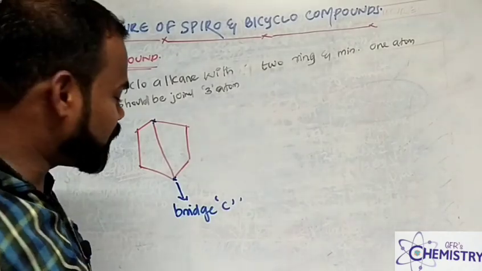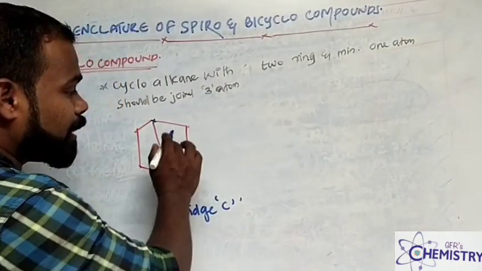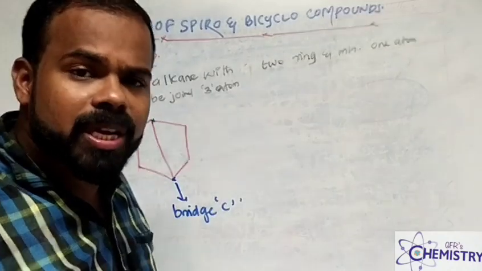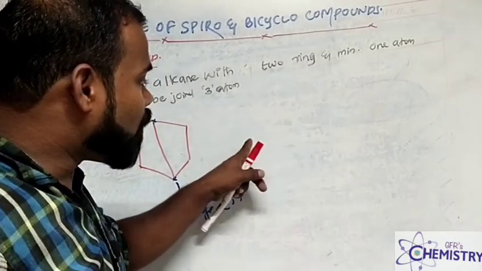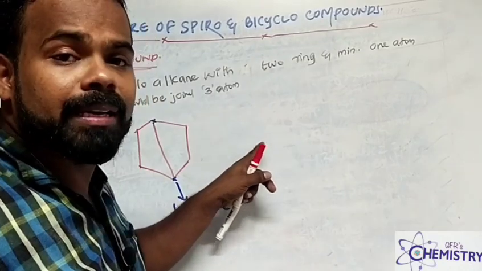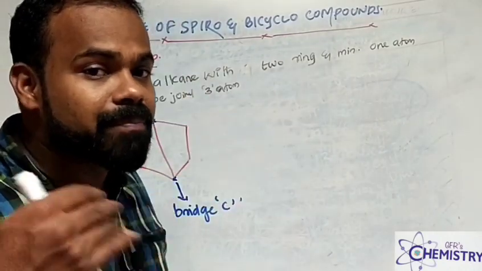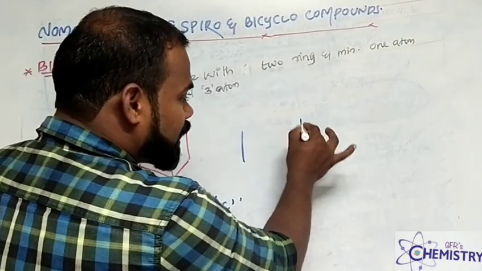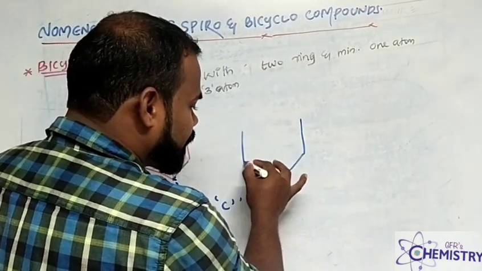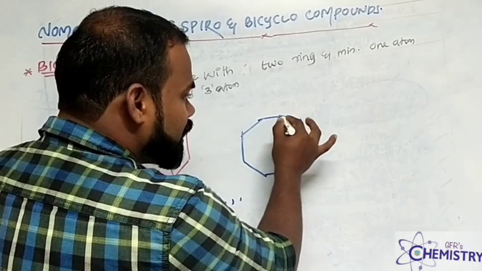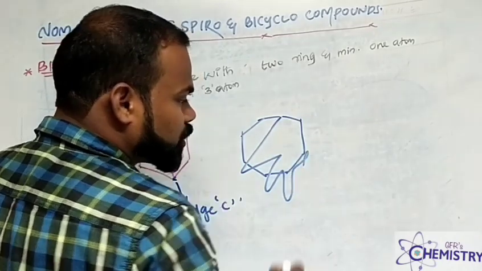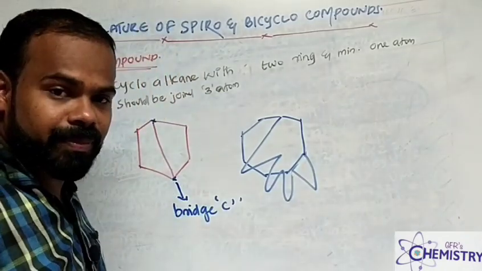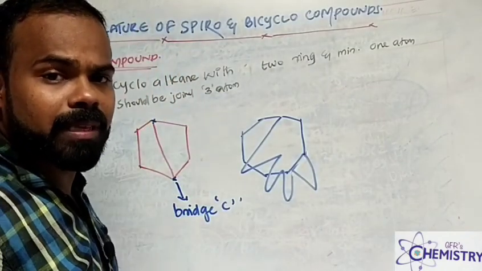Then what is the nomenclature for this one? Clear, all of you? Listen very carefully. Here, first you decide the bridge carbon. Bridge carbon means from one point, three bonds will start. This is very simple. But if I draw it like this, how can we select which one is the bridge? Simple.